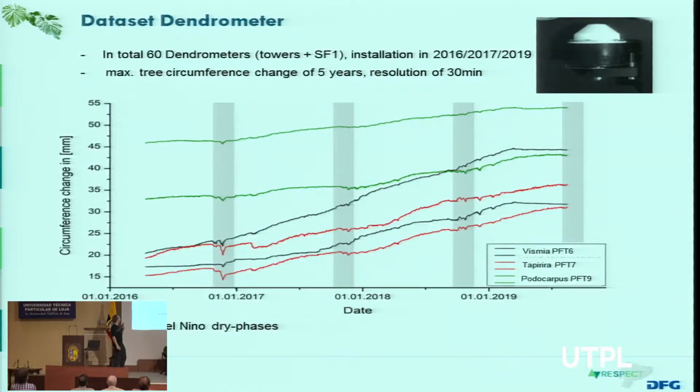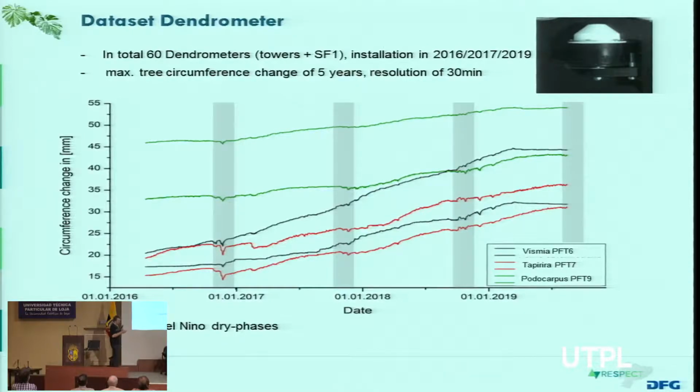At the moment we have currently 60 dendrometers applied below the towers and at the San Francisco plot 1. And we installed them in 2016, 17, and 19. Compared to the dendrometers Jürgen used, we have a resolution of 30 minutes. So they are also band dendrometers, but they automatically log the circumference.